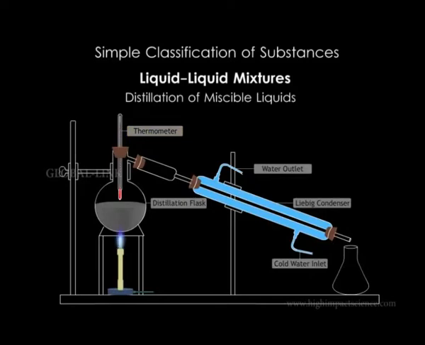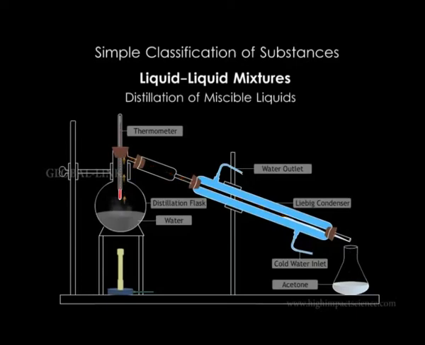When the mixture is heated, acetone, which has a lower boiling point, vaporizes first and then condenses in the Liebig condenser. It is collected at the condenser outlet. Water is left behind in the distillation flask. This kind of distillation is used only when the components of the mixture have huge differences in their boiling points.